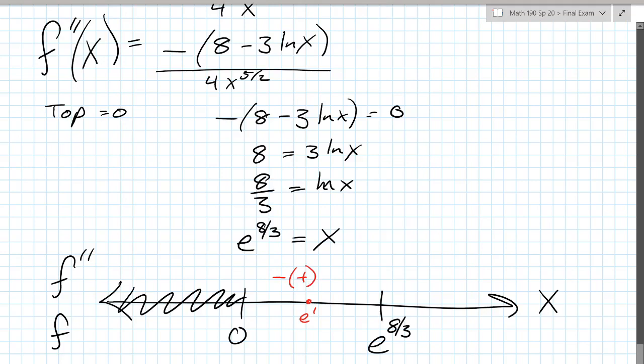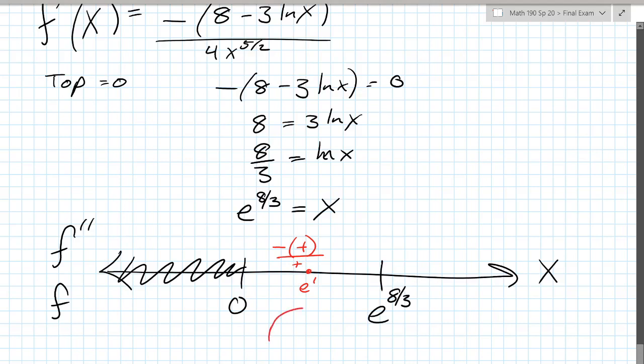And then on the bottom, we have e to the 1st raised, well, e to the 1st is a positive number. If you raise it to the 5/2 power, it's still positive. Times 4, it's still positive. So this is negative. So we're looking at concave down.